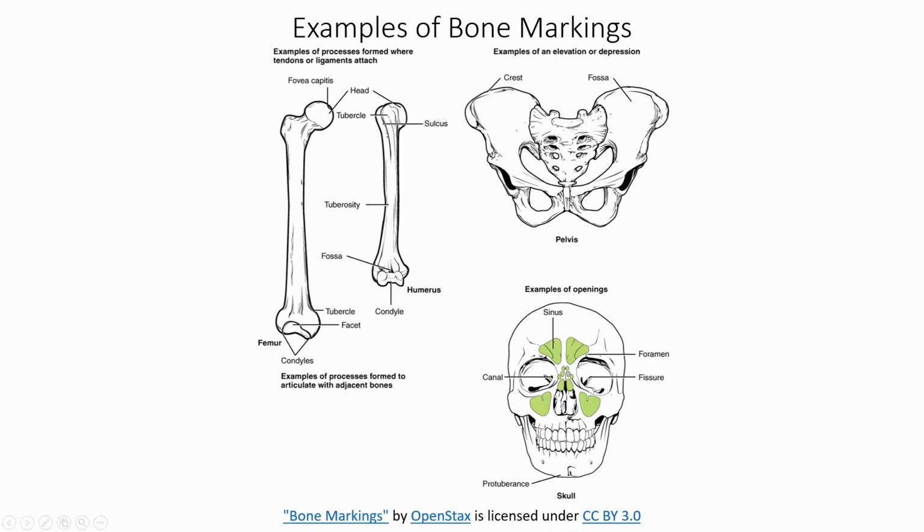We see the fossa again over on the pelvis, but we also see a crest where it comes up and over, kind of sticks out. Whereas the fossa is again creating that little shallow bowl.